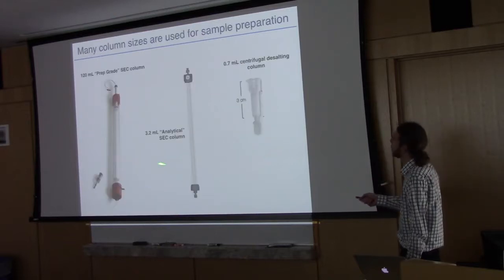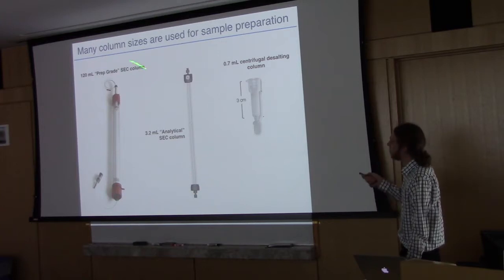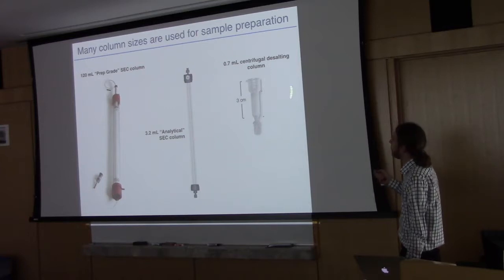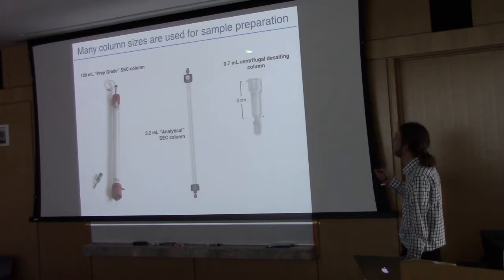SEC columns come in a wide range of sizes. On the left, this is a typical prep grade column that you might use in purification. There's also smaller analytical scale columns and also very small, convenient columns. This is, for example, a centrifugal desalting column that I'll talk about in a minute.